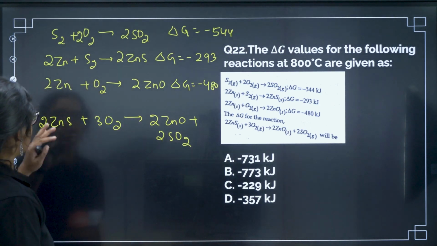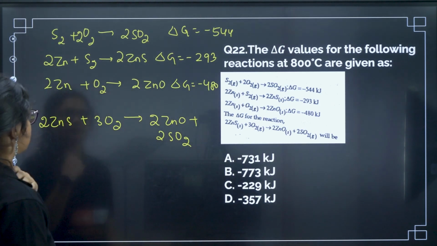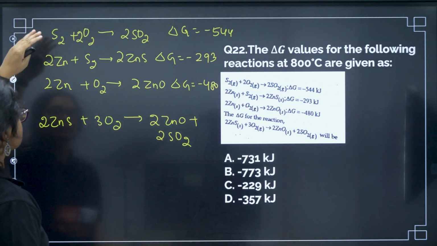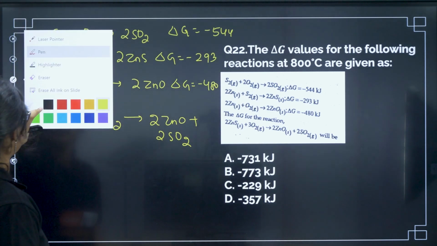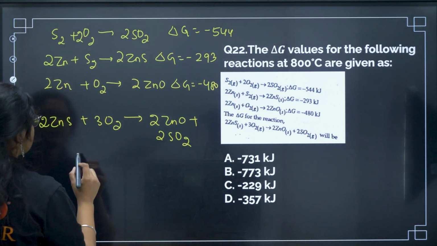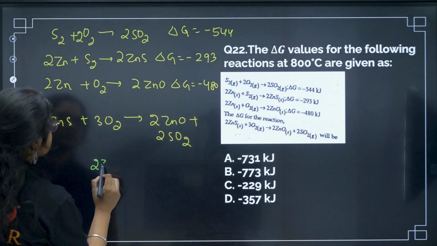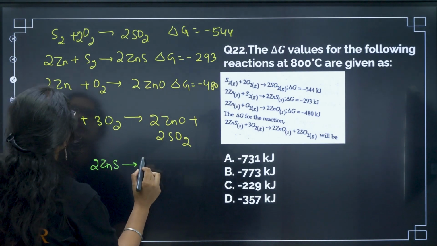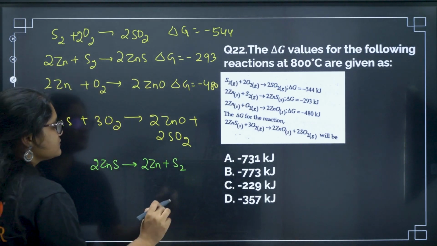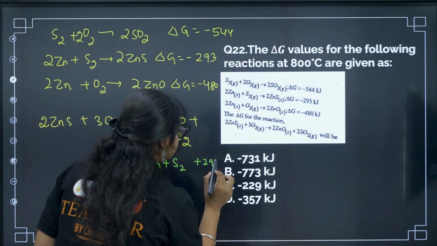Now you just have to arrange the given reactions and find this out. So you see in the required reaction, ZnS is on the left hand side. So which reaction has ZnS? The second reaction has ZnS, but it is on the right hand side. So we can reverse the second equation. If I reverse the second equation, I'll get 2ZnS gives 2Zn plus S2, right? And this value will become plus 293.